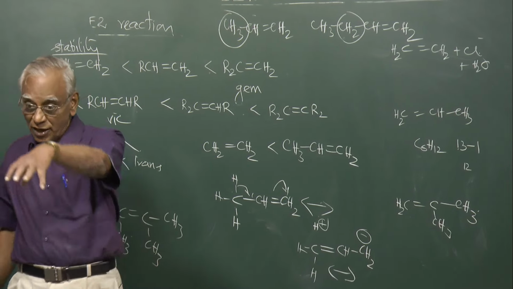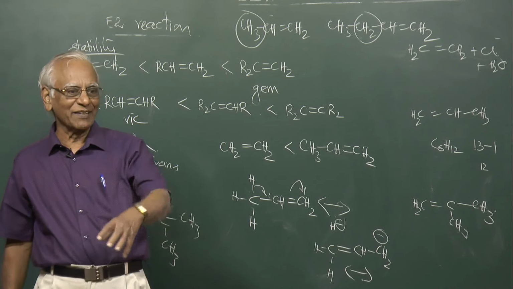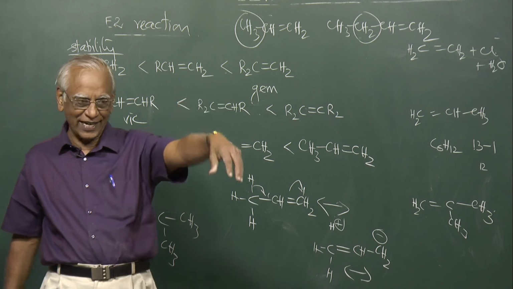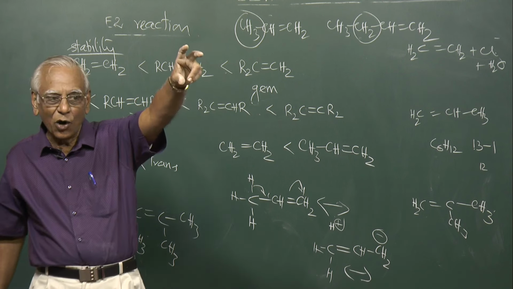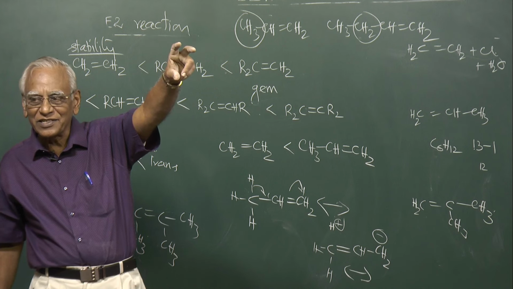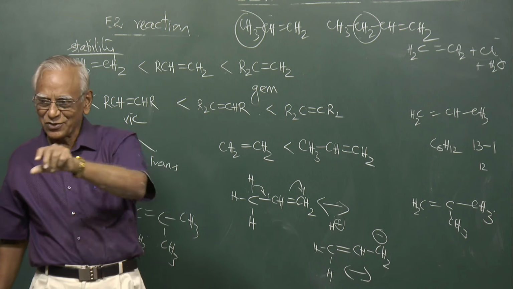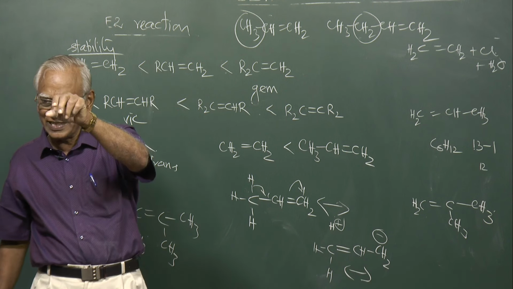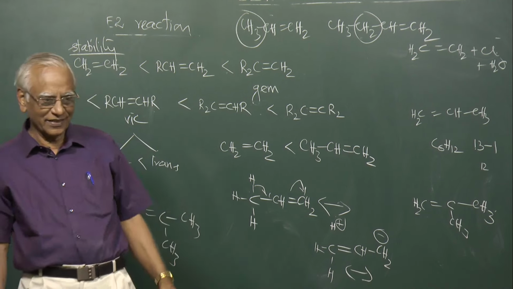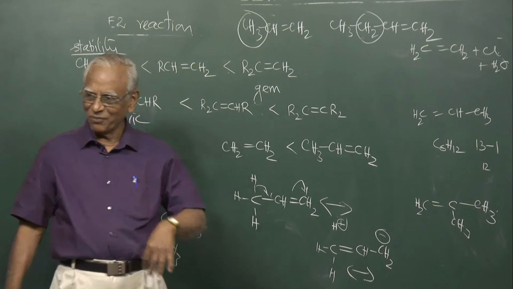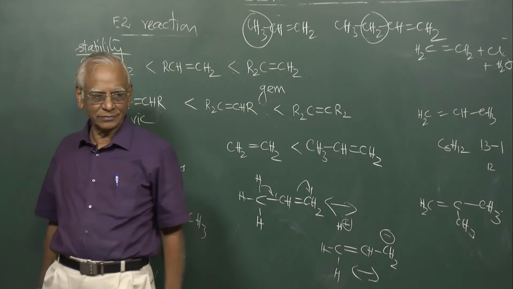Tetraethyl ethene and tetramethyl ethene, which is more stable as per hyperconjugation? Tetramethyl, because the methyl group has 3 alpha hydrogen atoms. How many alpha hydrogen atoms does the ethyl group have? Only 2. How many hyperconjugated structures for tetraethyl alkene? 2 plus 2 plus 2 plus 2, 8, 1 plus 8, there are only 9 resonating structures. Isn't it obvious now? The more alkylated alkene is more stable.